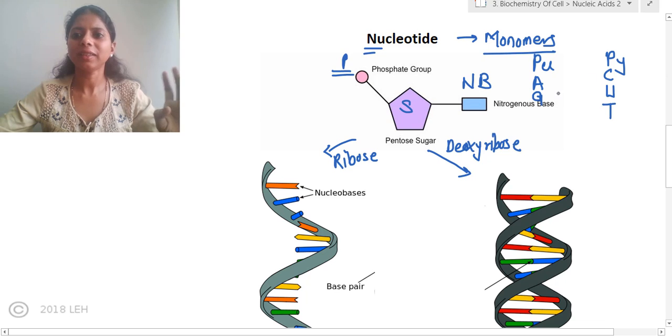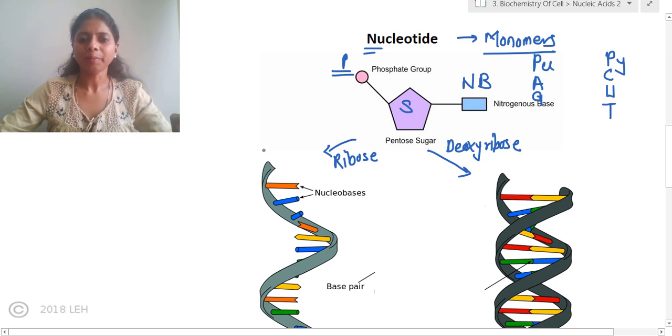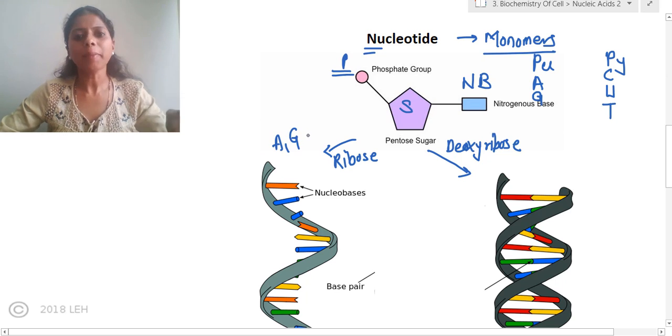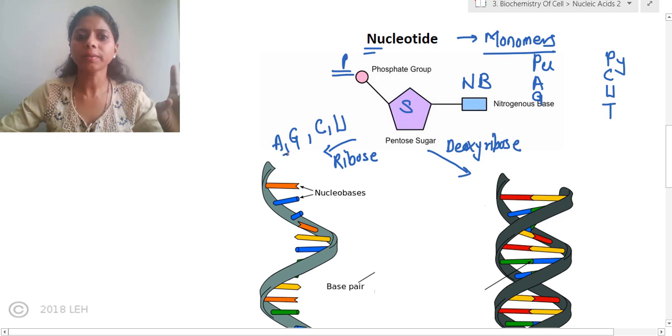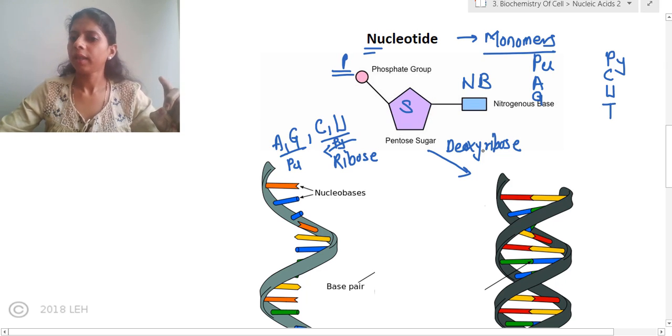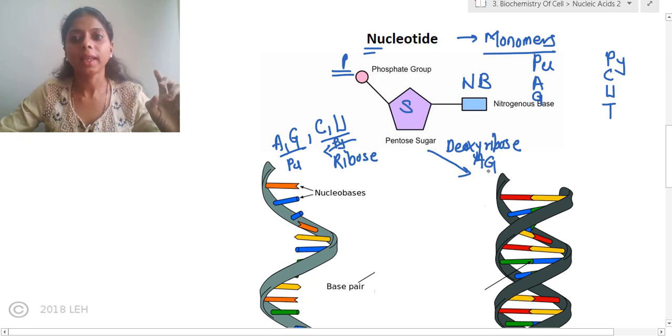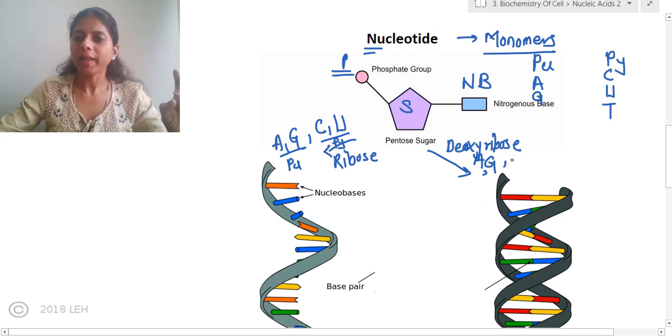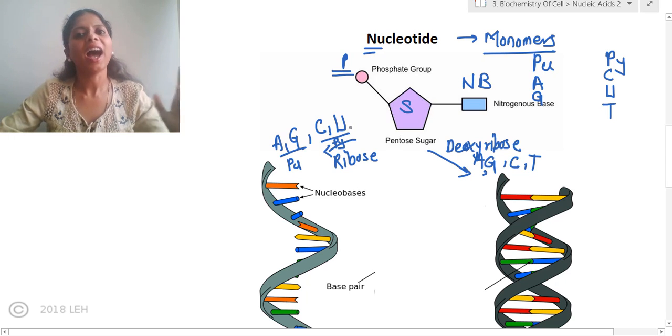Now DNA and RNA both contain the purines, A and G, but in the pyrimidines, RNA contains C and U. See, it contains two purines, A and G, and C and U are the pyrimidines. Got it? In the DNA, A and G are there, and in the pyrimidines it has C and T. Remember this: DNA never contains uracil. Uracil is a specificity of RNA.